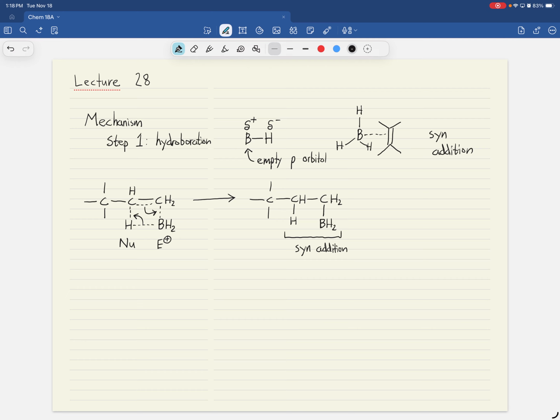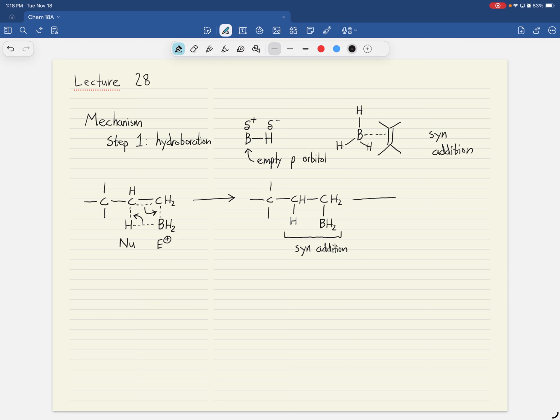Whereas remember oxymercuration, they were added in an anti fashion because of the intermediate. But in this mechanism, both groups are added at the same time. So that's why it's syn addition.